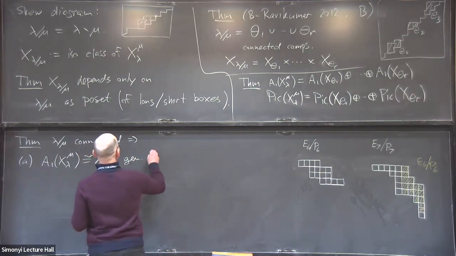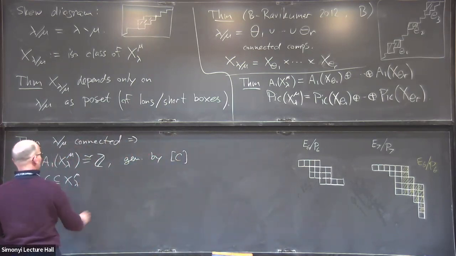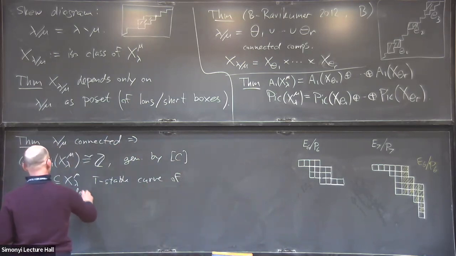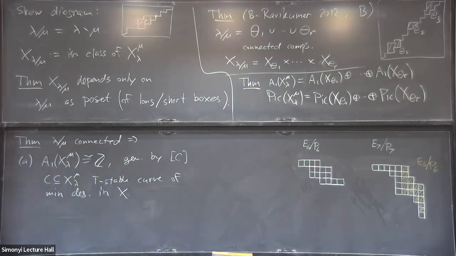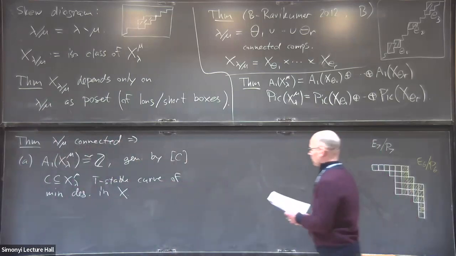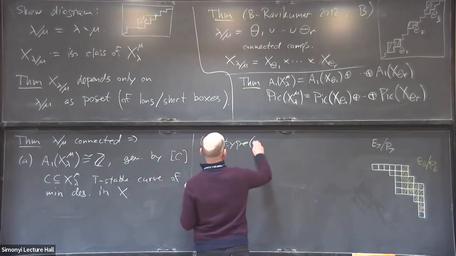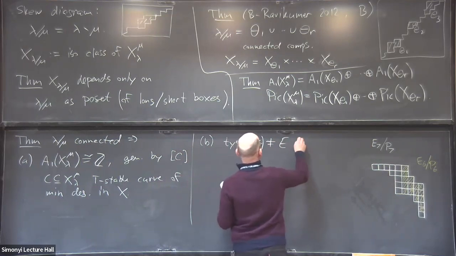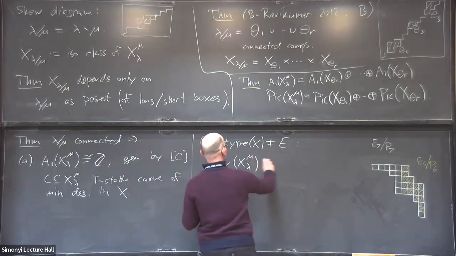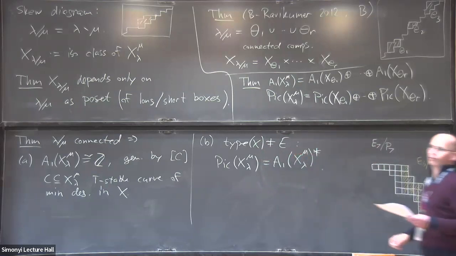And this one is generated by the class of C, where C is any T-stable curve of minimal degree in X. Yeah, and then for the Picard group, I then need to assume that we are not in type E. In that case, the Picard group of the Richardson variety is the dual of the first Chow group.